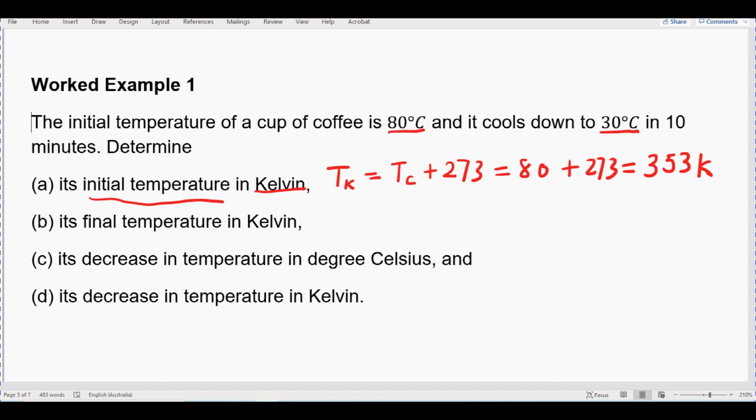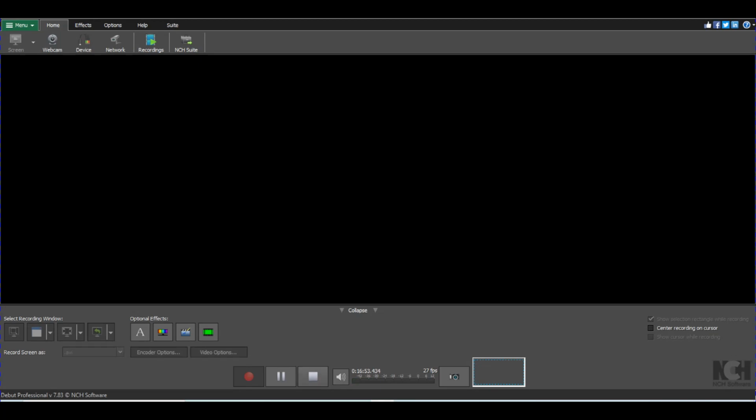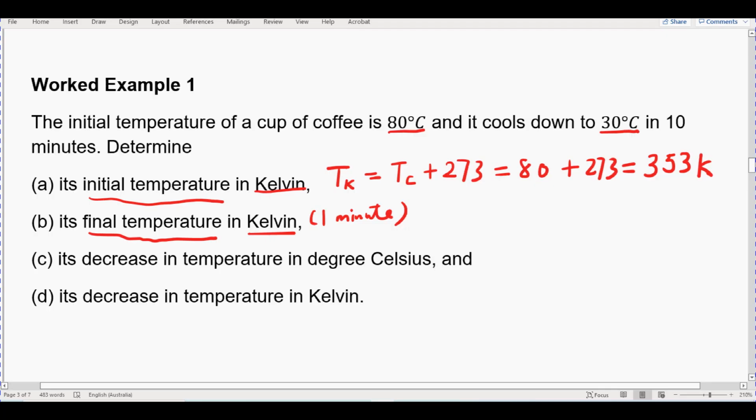Okay, how about the other one? The final temperature in Kelvin. I'll give you some time, 1 minute. Try to think about how you can find the final temperature in Kelvin. Possibly 1 minute is too long. If you have a lot in your mind, you can pause the video and go back to think again, and I hope you get your answer right. So I'm going to pause a little bit. I think you will be fine.